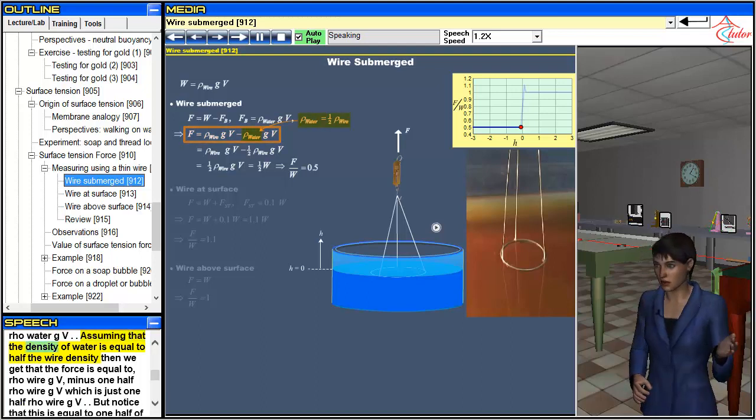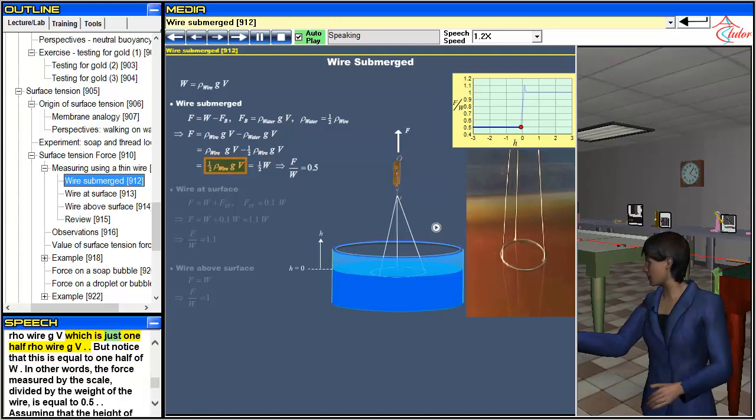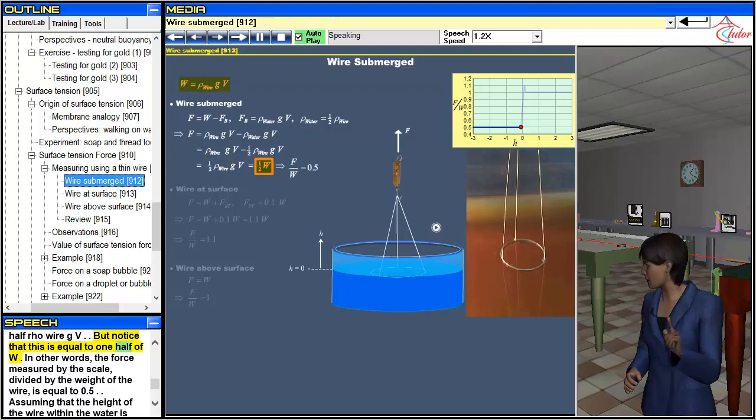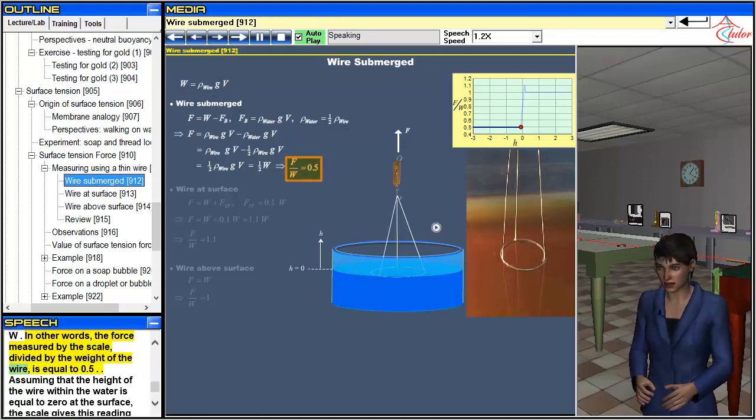Assuming that the density of water is equal to half the wire density, then we get that the force is equal to ρ wire gV minus 1/2 ρ wire gV, which is just 1/2 ρ wire gV. But notice that this is equal to 1/2 of W. In other words, the force measured by the scale, divided by the weight of the wire, is equal to 0.5.